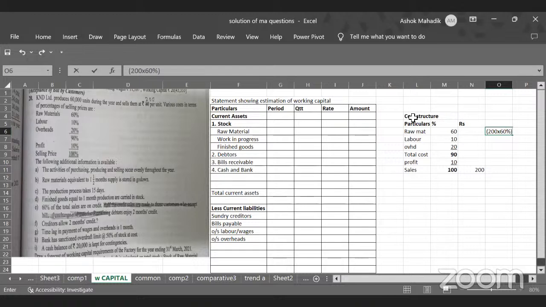Like this, you do calculation. How much does it come to? 120. Very simple. Okay. Then 10% of 200, so 20% of 200. You can try it on your calculator, students. 90% of 200 is 180. Even if you add, you will get 180 total. Okay, clear? So profit again 10%, so it will be 20.